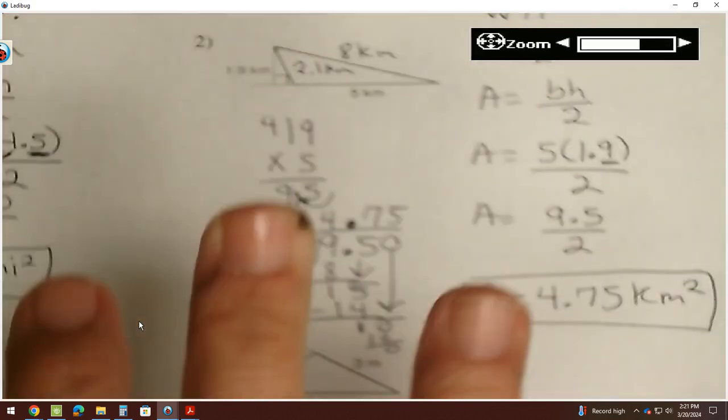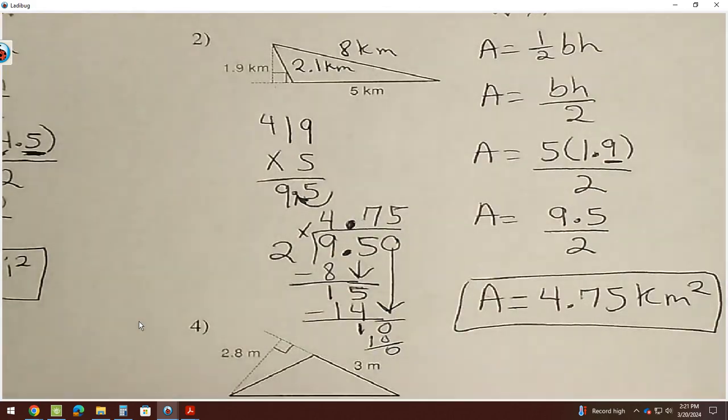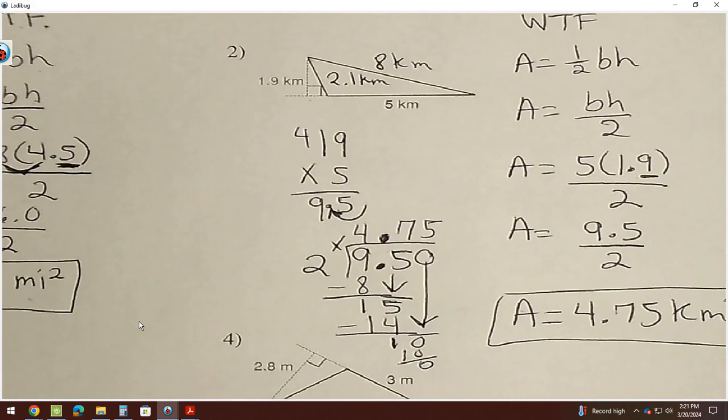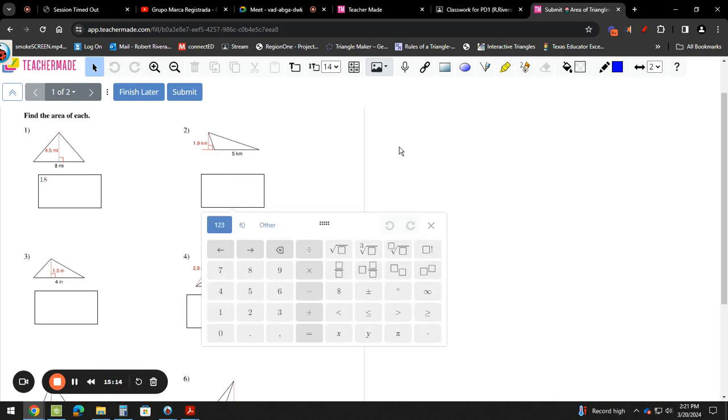Now, if you write big, you can always do this on a separate paper. But if you can try to fit it here, even better. So that was number two. Again, how do you punch it in the Teacher Mate? You go to Teacher Mate, you're going to punch in 4.75, just like that. Or you can put 4.75, space, kilometer, shift 6 to make it go to the second power. Shift 6 is this guy.